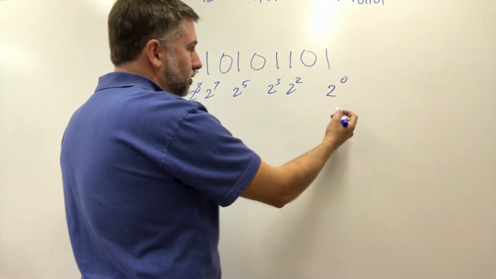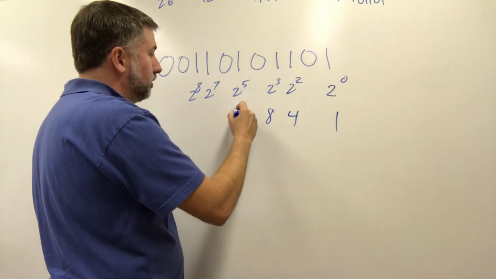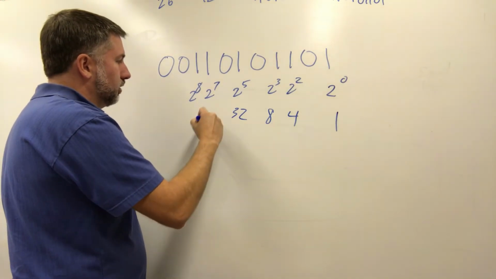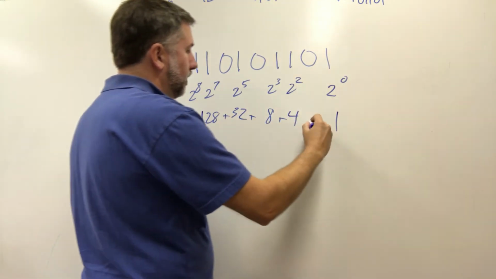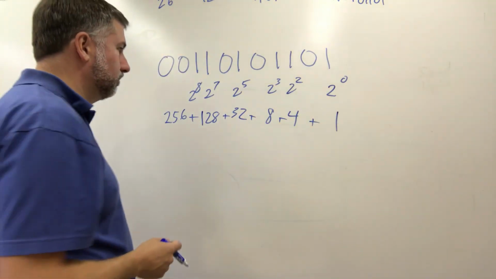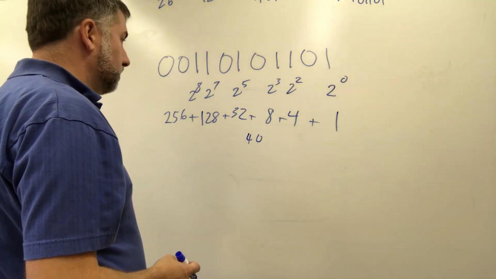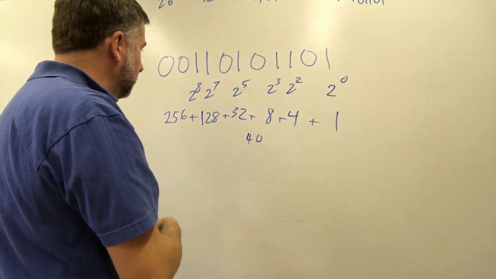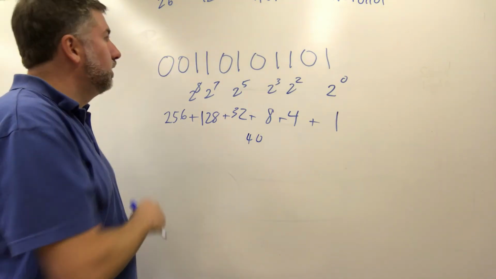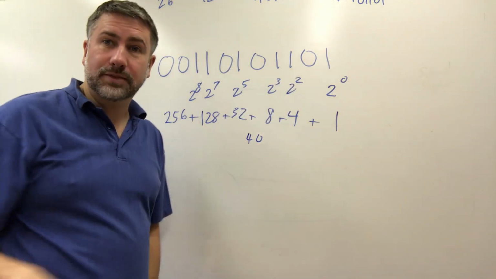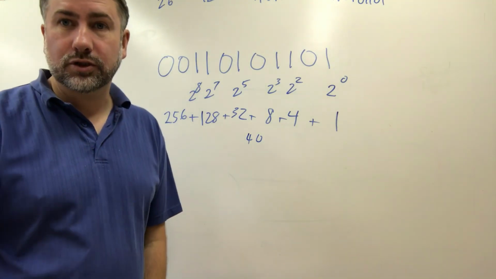Now we've got to figure out what these powers are. 2 to the 0 is 1, 2 to the 2 is 4, 8, 2 to the 5 is 32, 2 to the 7 is 128, and 2 to the 8 is 256. We add all those up and we get the number that this corresponds to. Well, 32 and 8 is 40, and 128 and 256 is a big number, and we can calculate that out. I could run that in my calculator, but I'll leave that as an exercise for you. So this is the process that we can use to get from binary to decimal. Wouldn't it be nice if we had an actual process to get from decimal to binary? In the next video, I'll show you what that process is.